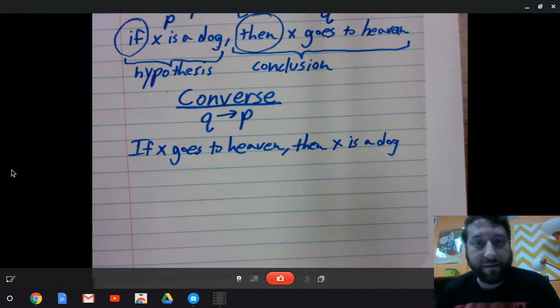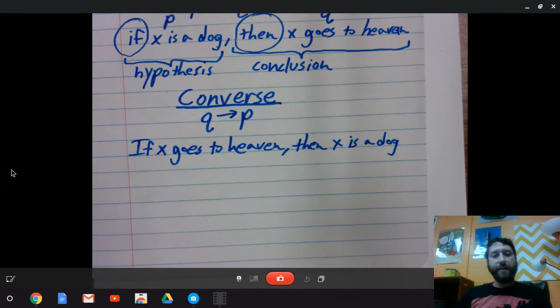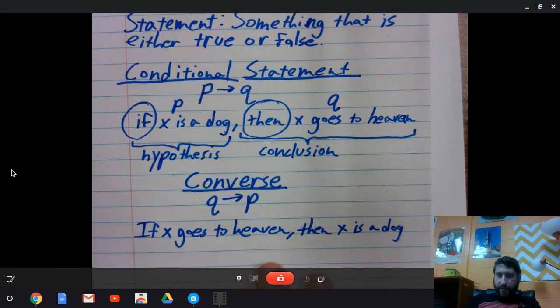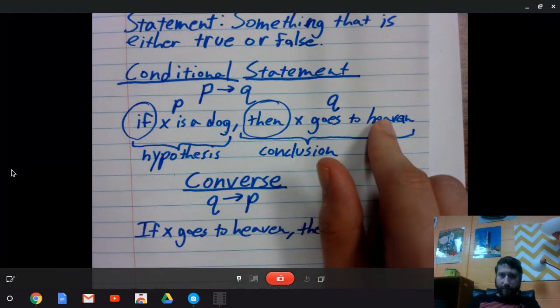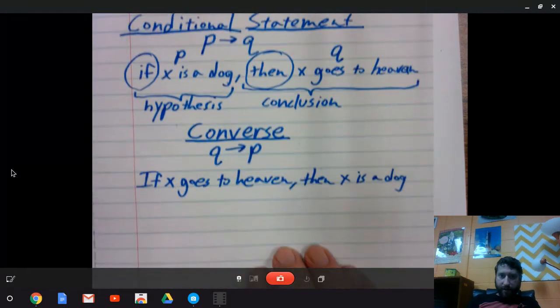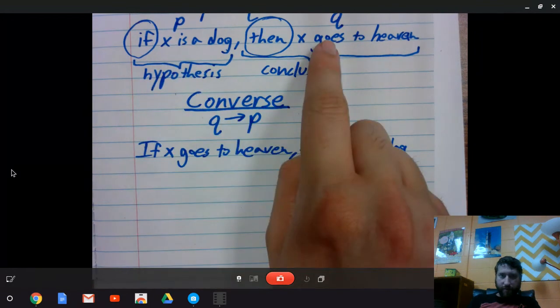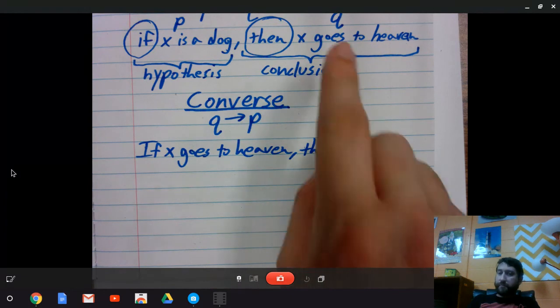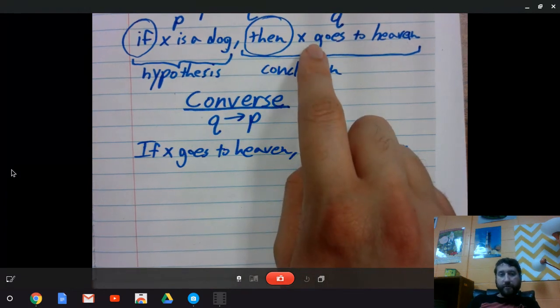All right, now let's think about this here. The converse says this. If X goes to heaven, then X is a dog. So anything that goes to heaven must be a dog. Does that make sense? Is that what our original conditional statement is saying? The original statement says that if X is a dog, then X goes to heaven. But if I take the converse, if I switch those two around, now I'm saying that anything that goes to heaven must be a dog. That's not what we were talking about here.